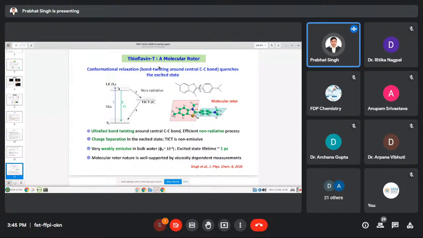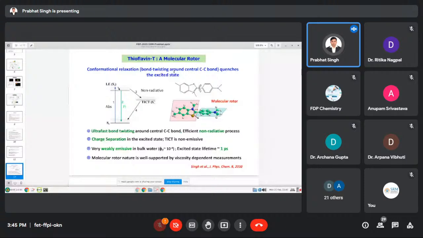Okay, so what is a molecular rotor? A molecular rotor is a molecule, or a class of molecules, where you have two fragments which are joined by a single bond. For example, thioflavin T has a benzothiazole group and a dimethyl aniline group, and these two groups can rotate around a single bond. Okay, so that's called bond twisting around the central C-C bond.